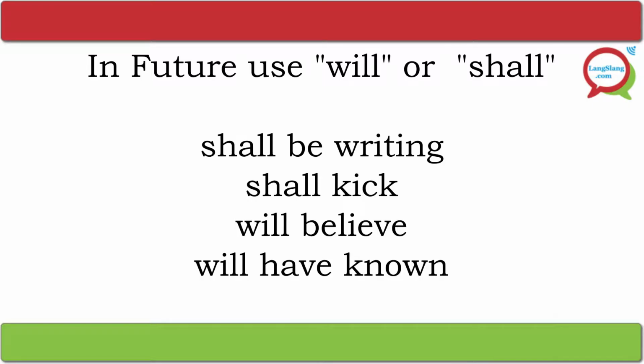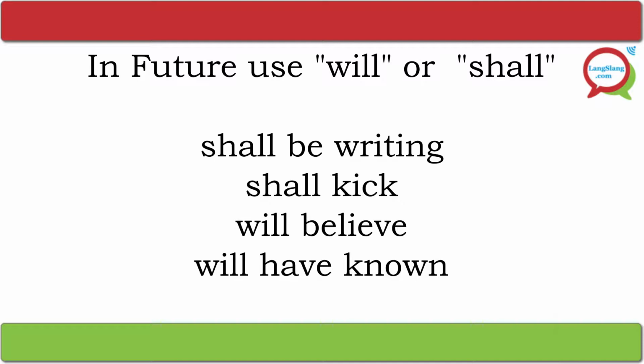That means you will be using shall be writing. Shall is future and be writing, be an ing form, that is continuous. So it is future continuous. Shall kick, future indefinite. You are using shall for future and you are using the base form. Then will believe. You are using will, so it is making future. And you are using will have known. So you are using will for future and have and past participle form for perfect. So you are making a future perfect.